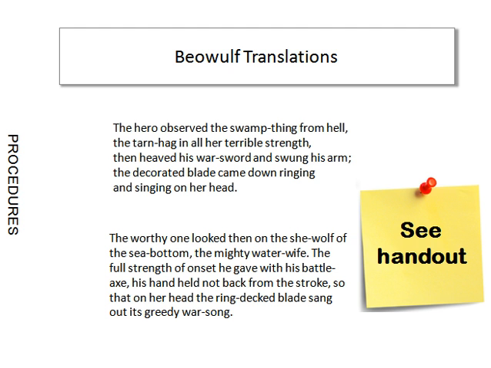The translators also attempted to include alliteration. Listen to the H sound in hero, tarn hag, heaved, and head in the first passage. Similarly, you hear the W in worthy she-wolf of the sea bottom, water wife, and war song in the second passage. Students will notice that very few of the little words are the same.